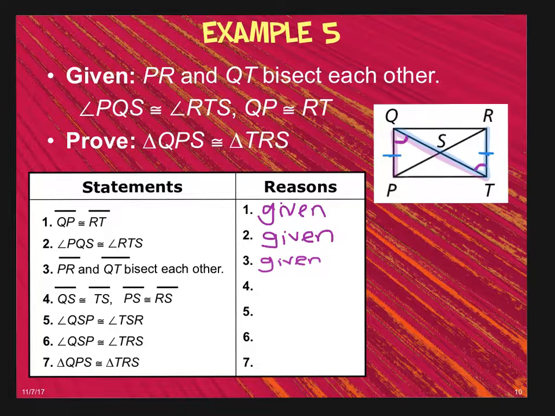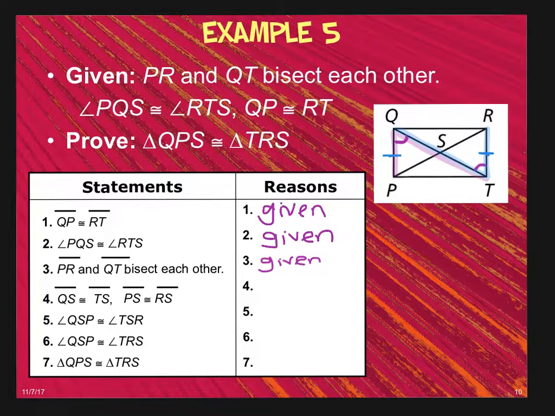All right, number 4 says QS equals TS and PS equals RS. Where did that come from? How do you know that? We're talking about segment lengths, first of all. What part of that given is talking about segment lengths that you could take to the next step? Number 1 states what it is, right? PQ is equal to RT. Then 2 is about angles. 3 says PR and QT bisect each other. What does it mean if they bisect each other? What about where they intersect is special, right? It cuts them into 2 congruent parts.